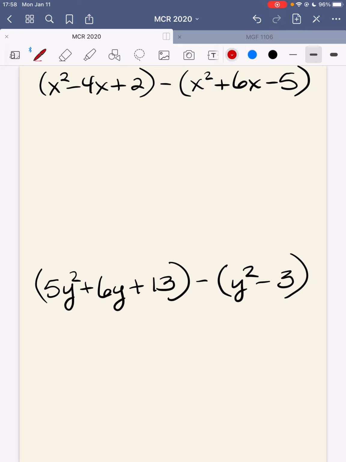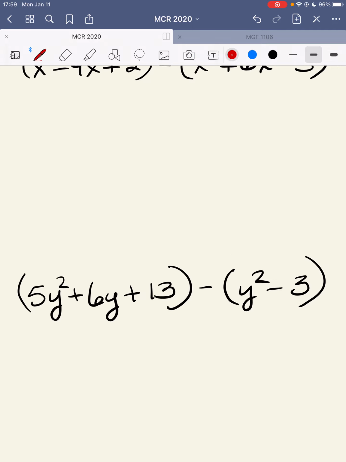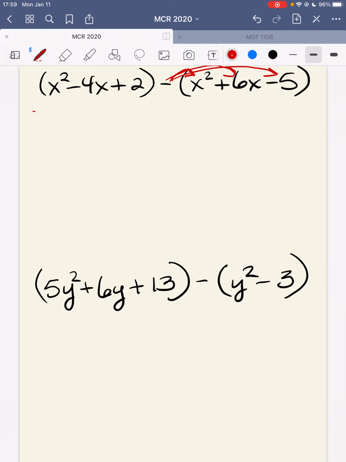All right, so I'm going to go ahead and distribute. And as I distribute, I'm going to go ahead and write them under their like terms. So I have a negative times positive. That gives me a negative x squared. Negative and a positive 6x give me a negative 6x. And a negative gives me a plus 5.